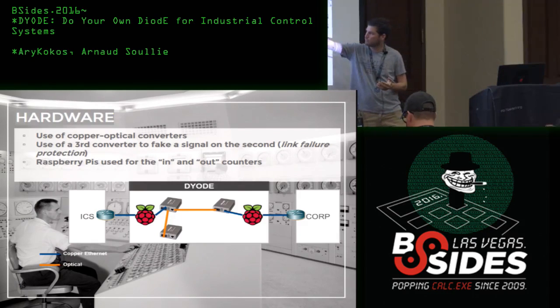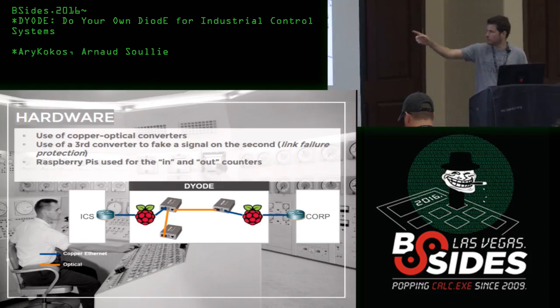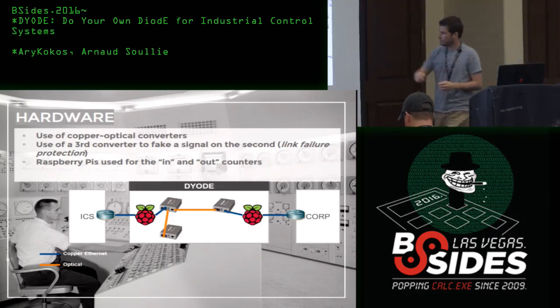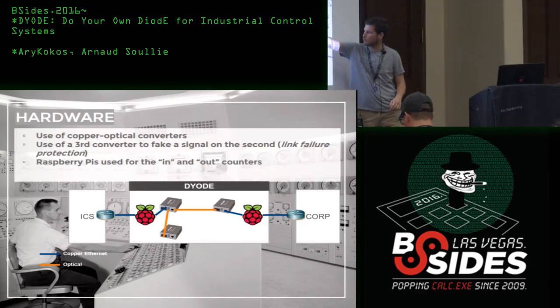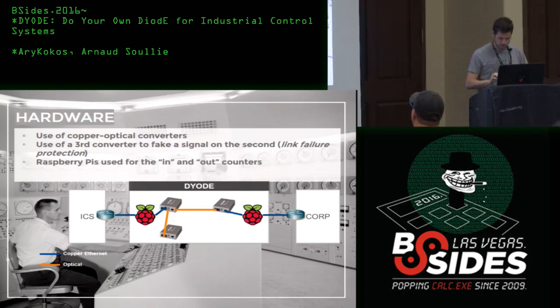Why? Because the first box will not accept to send data if something is not plugged into the reception port. So that's why we use a third converter just to simulate an active link. But this box is connected to nothing. Then the data will be converted to the copper Ethernet to the second Raspberry Pi that will be connected to the corporate network. That's the basic idea.